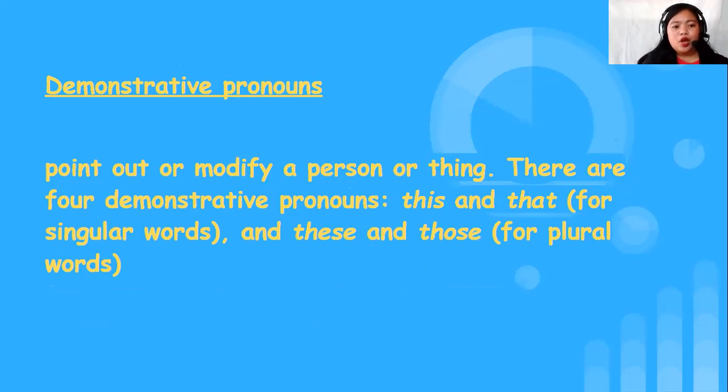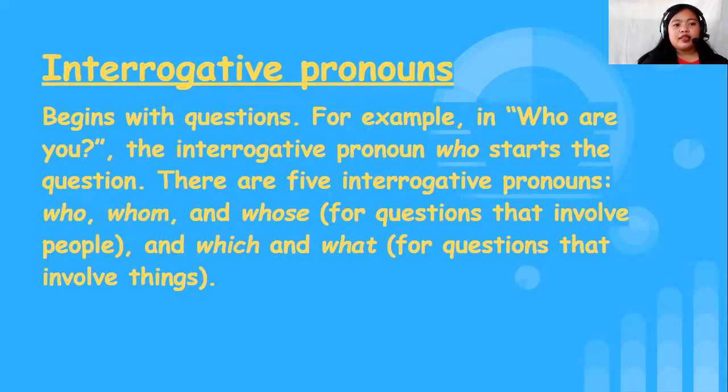Demonstrative pronouns point to or modify a person or thing. There are four demonstrative pronouns. This and that for singular words, and these and those for plural words. For example, this is my pen. That is my bag. That is for singular words. And these and those, for example, these are my pets. Just like that.